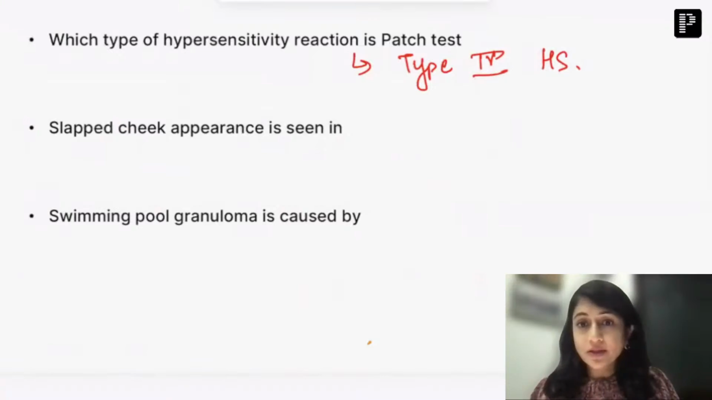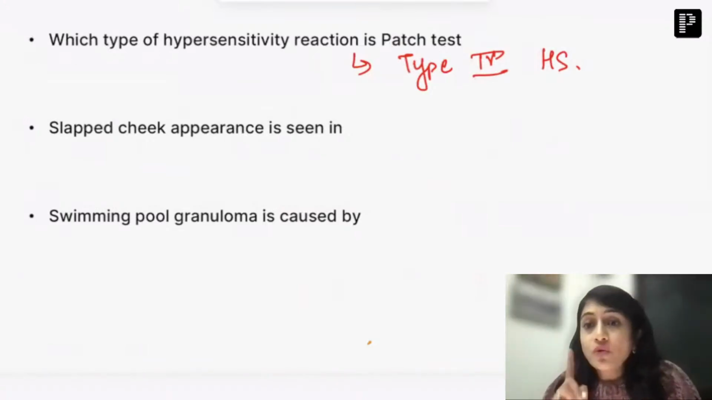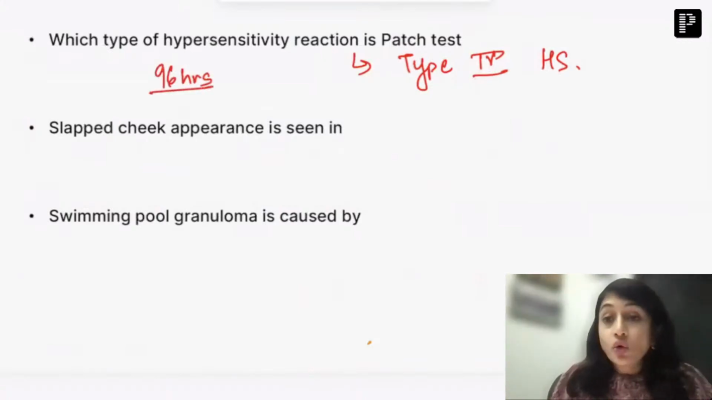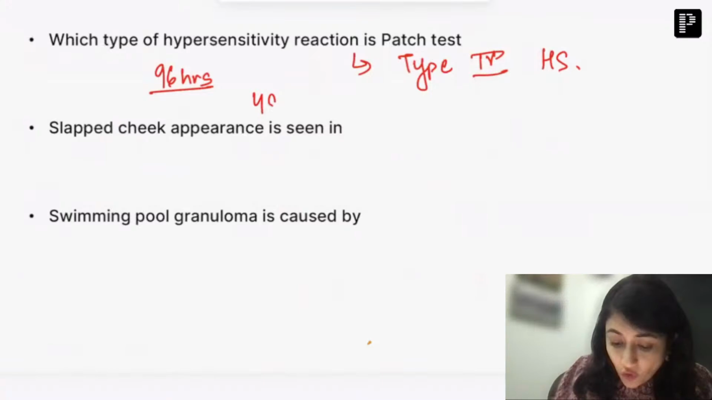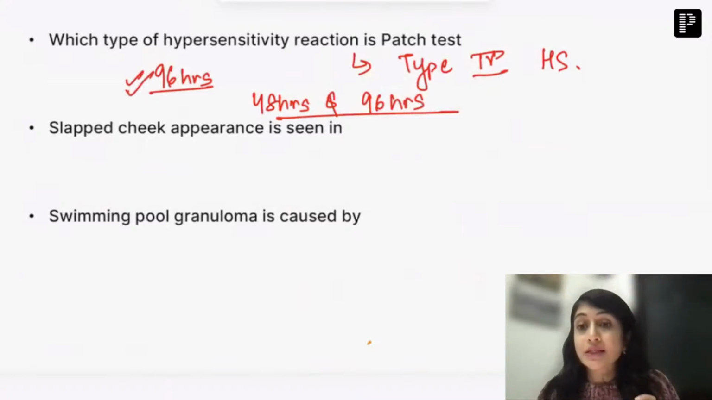So type 4 hypersensitivity was easy. I see that all of you know that, so not touching upon that. What is the best time to read a patch test? Very good, yes. So if I have to give you one answer, it would be 96 hours. Though the best answer would be 48 hours and 96 hours. But if it is not there in the option, you will mark 96 hours as the best time to read a patch test so that you can look at delayed reactors also.